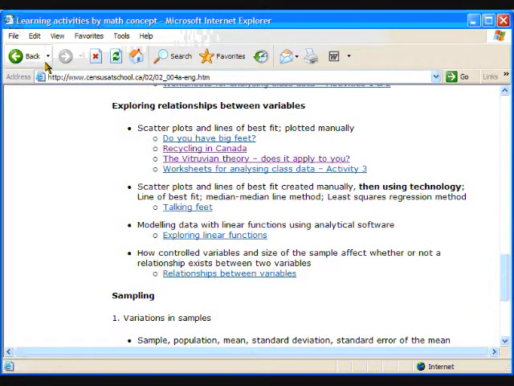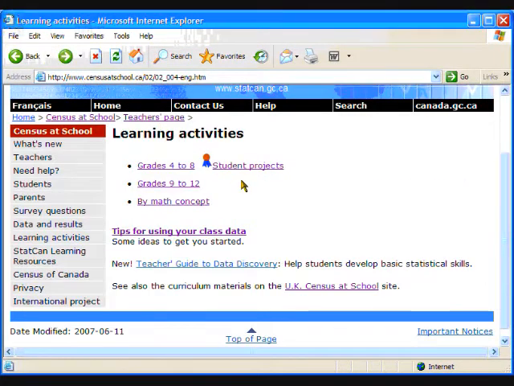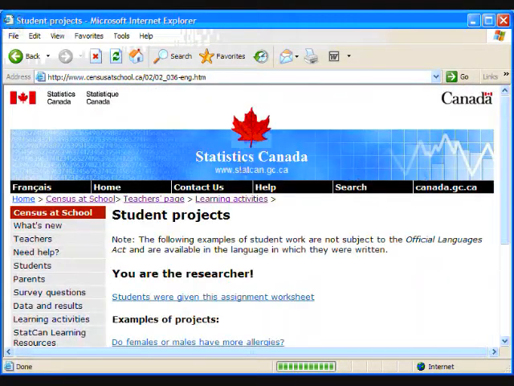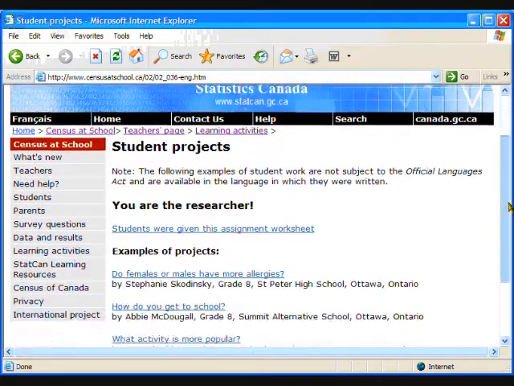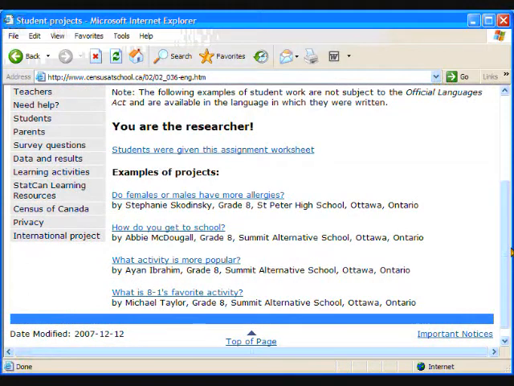Also on the Learning Activities page, there are some samples of actual student projects that were created using the You Are the Researcher lesson from the Grades 4 to 8 section. This project can make a fine alternative to an end-of-unit test, and the samples can be used to give your students a model for their work. Students generally are very proud of their investigations. Why not post them around the school to interest other teachers in the Census at School project?